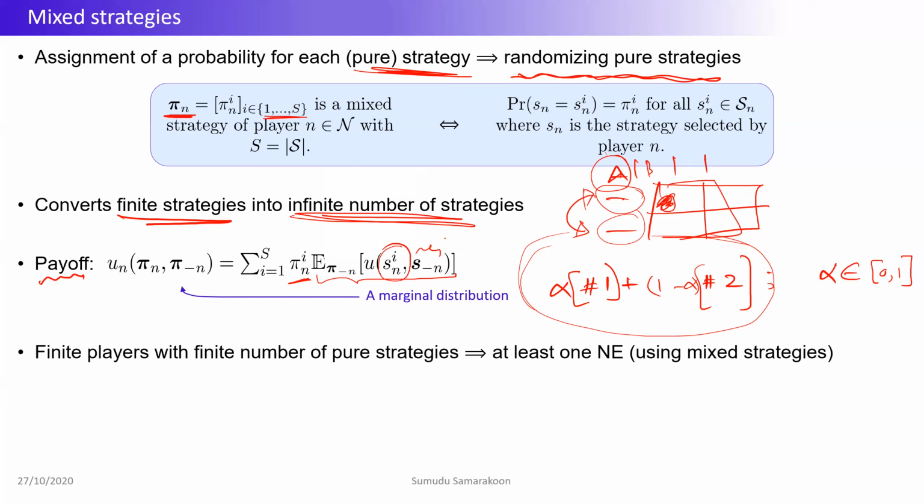So we take the expectation over these choices, and this phi minus n represents the marginal distribution of the probabilistic strategies taken by all other players. So this roughly says the expected payoff for playing action i. Then we take the mean over all the possible actions, and it results in the payoff of the user n.